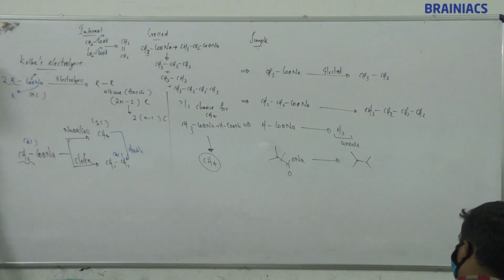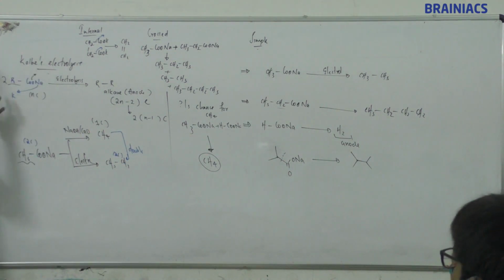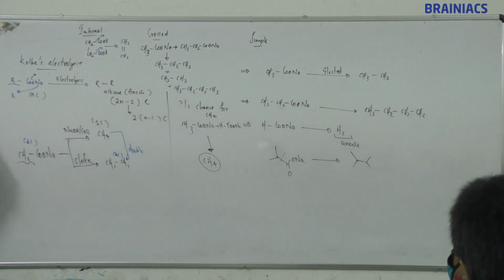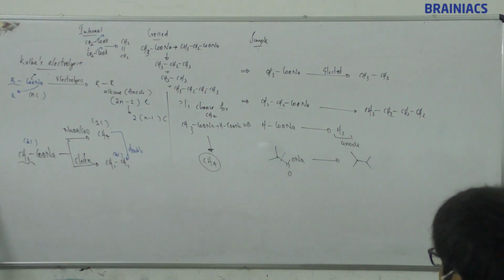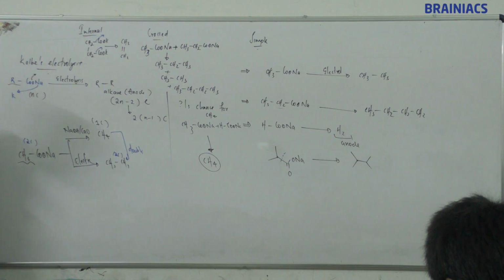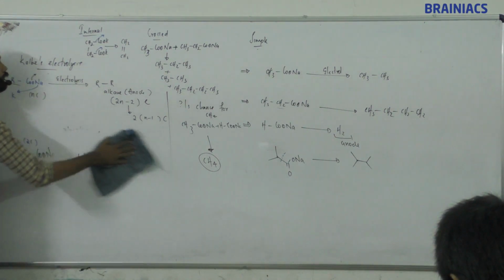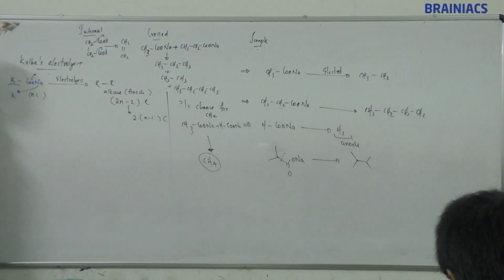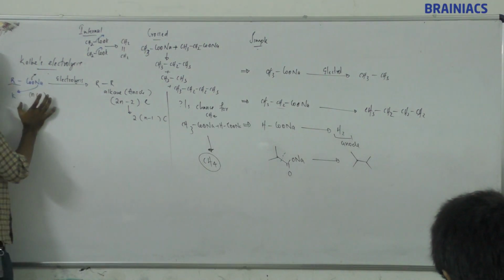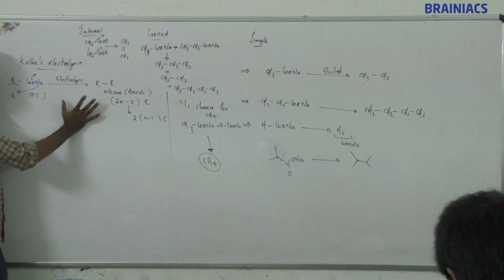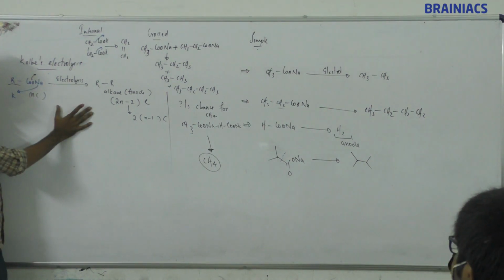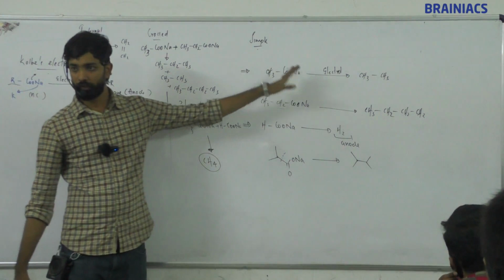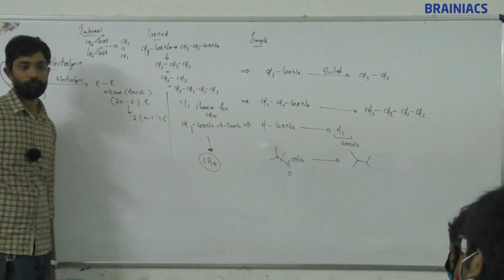So start from here. Kolbe electrolysis gives the R-R alkane at the anode. I'll explain the mechanism after this. This will be discussed later, okay? You can show the general reaction, and this is only for showing examples.